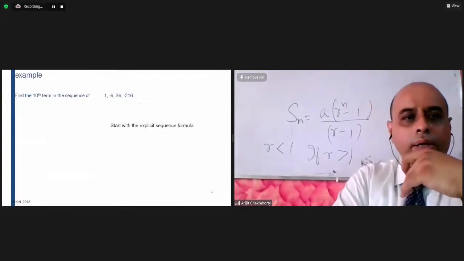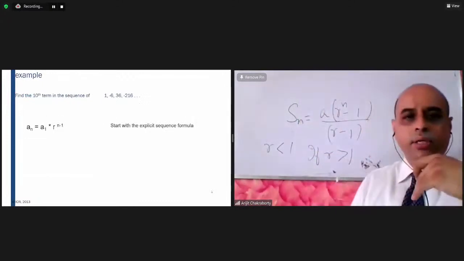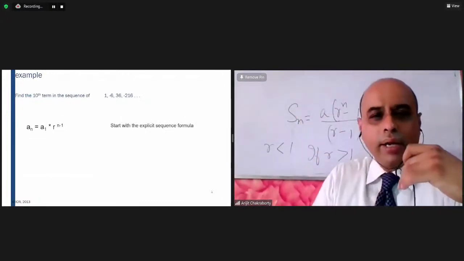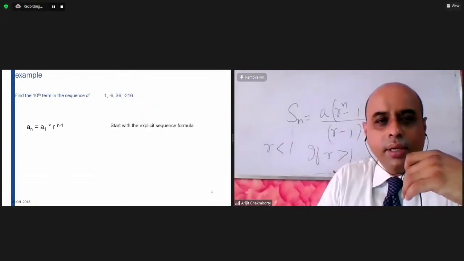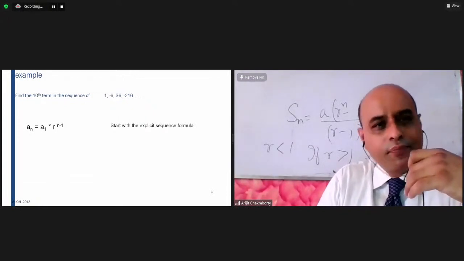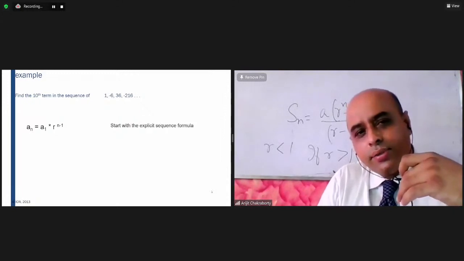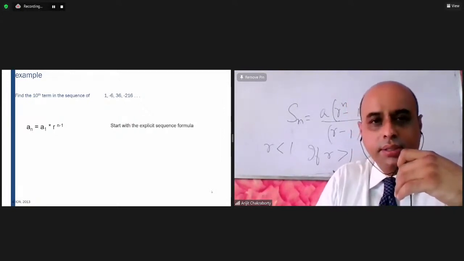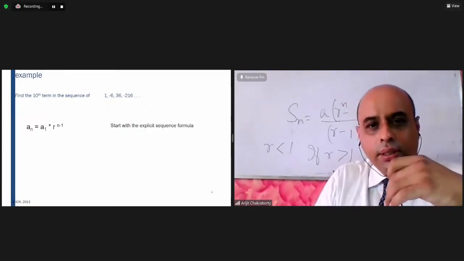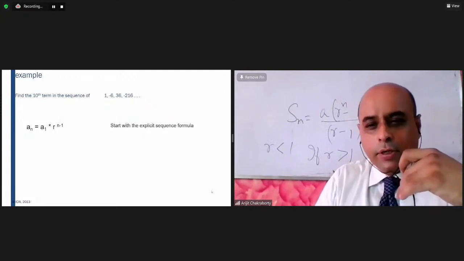Now let us see this one. Find the 10th term in the sequence 1, minus 6, 36, and minus 216. The 10th term you have to find in this sequence. So let us try and work it out and see what the results are.